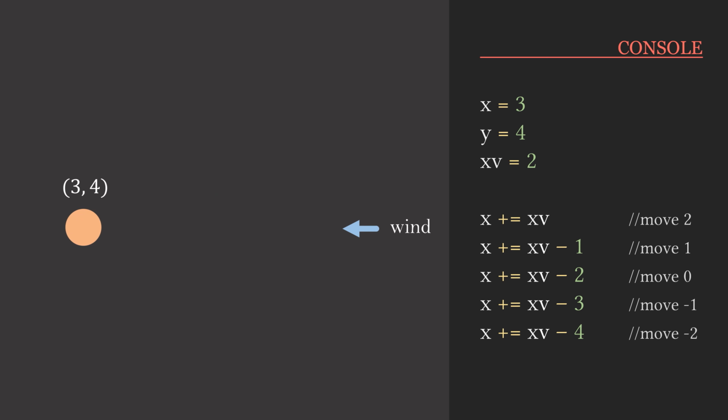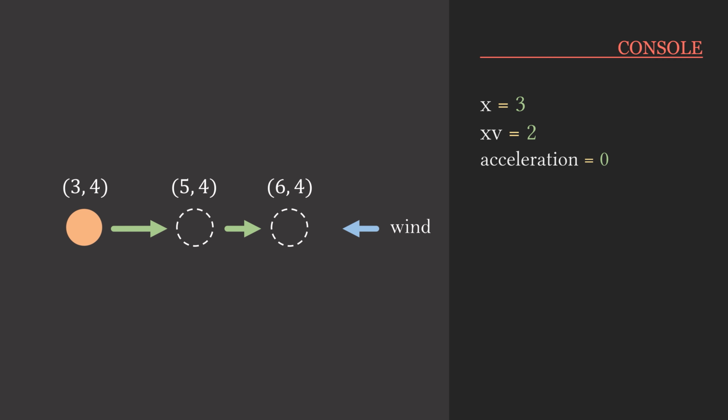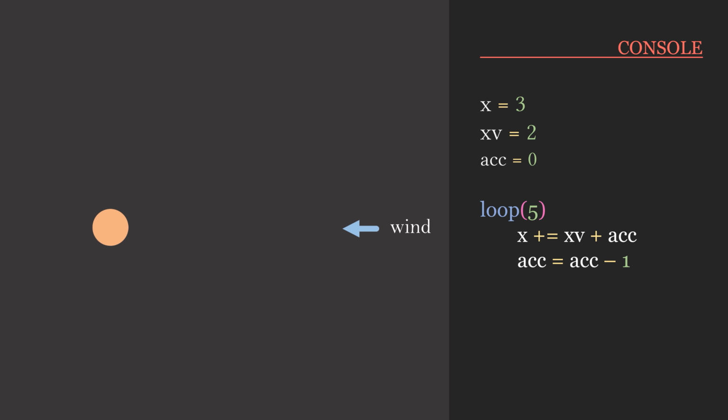This change in velocity is called acceleration. Acceleration is the change in velocity over time. We can now initialize a variable called acceleration and give it a value of 0. Then we can expand our formula by adding acceleration. After each step, we decrease the acceleration by 1 so that the circle slows down after each step. We repeat this 5 times. Our circle now moves to the right, slows down and comes back.